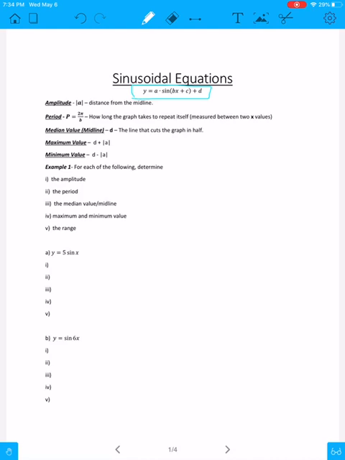Now, a and b at minimum need to be 1. They can never be 0. They have to be at least 1. And c and d, if they don't exist, they're zeros. So if a and b don't have a number in their spots, they're 1s. If c and d do not have a number in their spot, they're zeros. Okay? So this one says, example 1, for each of the following determine 1, the amplitude, 2, the period, 3, the midline value or the median value, 4, the maximum and minimum values, and 5, the range.